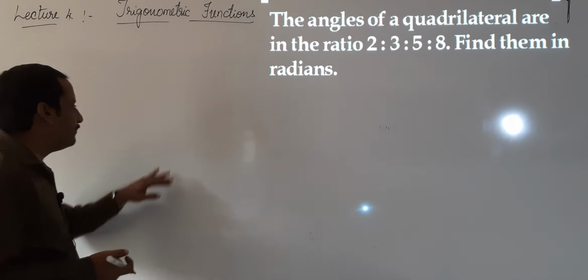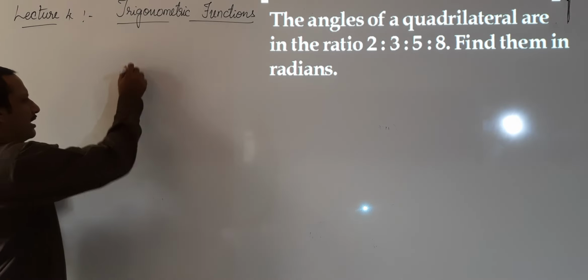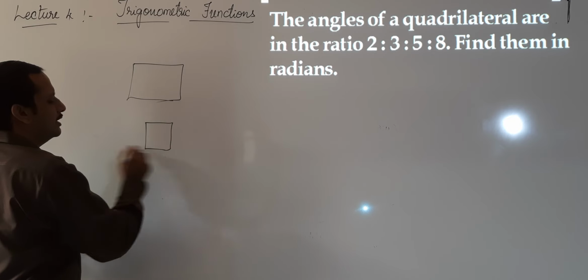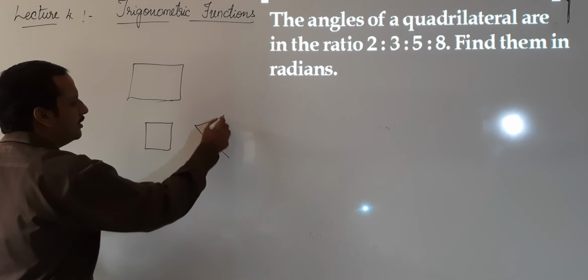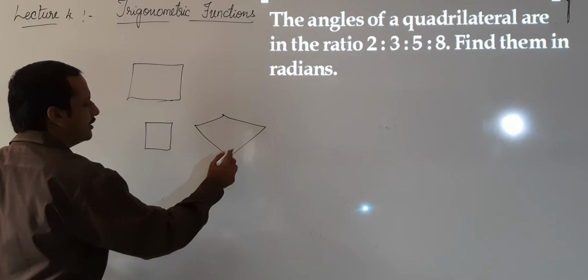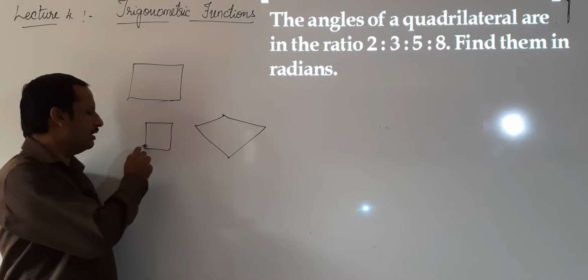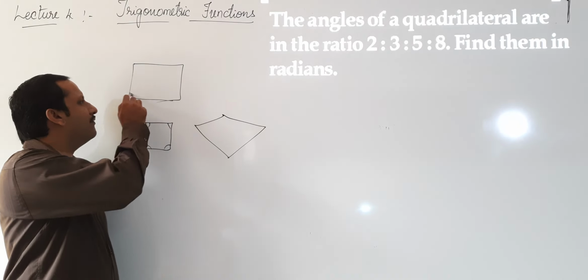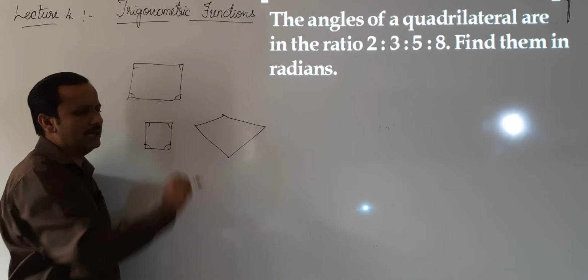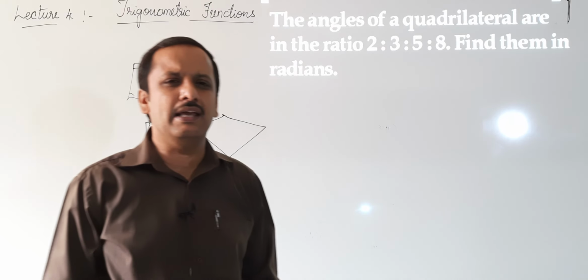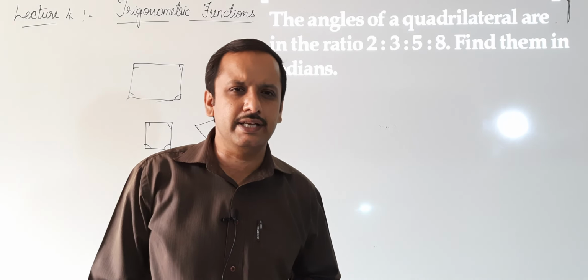Now consider a quadrilateral. Any quadrilateral. You can consider a rectangle, you can consider a square, you can consider any quadrilateral. I am interested in knowing what is the sum of the four angles in any quadrilateral. The sum of the four angles in any quadrilateral is equal to 360 degrees.